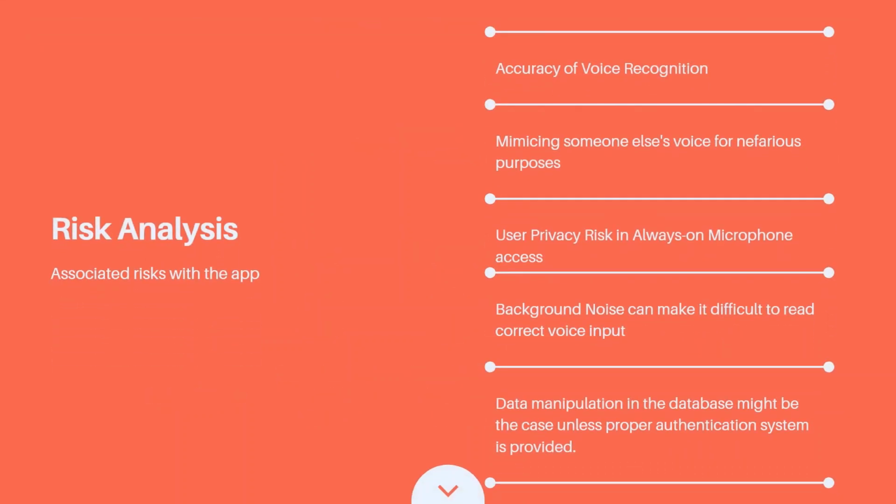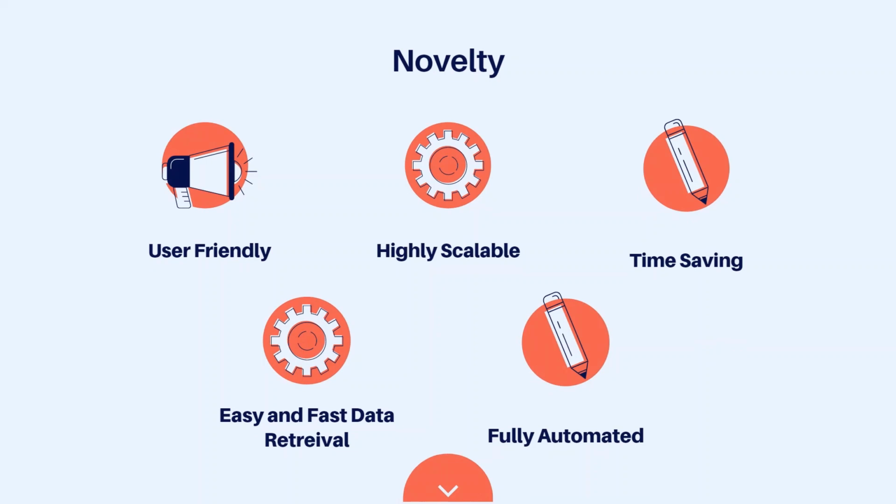Now, the risk analysis covered accuracy of voice recognition and mimicking someone else's voice for nefarious purposes. User privacy risk is always there with microphone access. Background noise can make it difficult to read correct voice input. Data manipulation in the database might be the case unless a proper authentication system is provided. And the novelty is user friendliness, highly scalable, time saving, easy and fast data retrieval, fully automated.